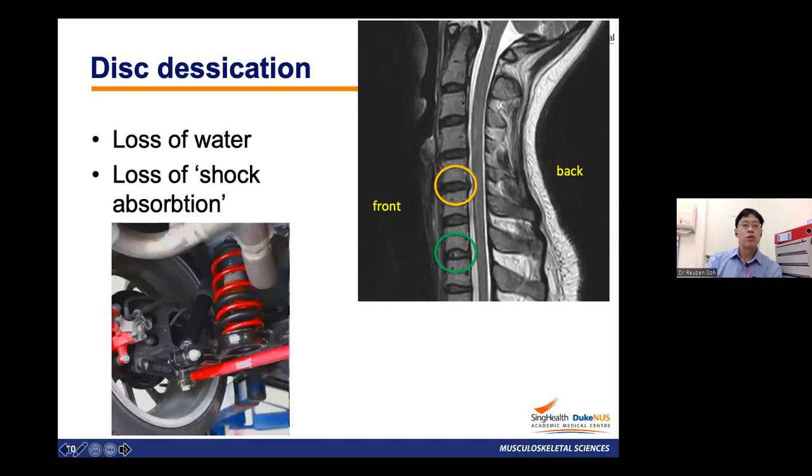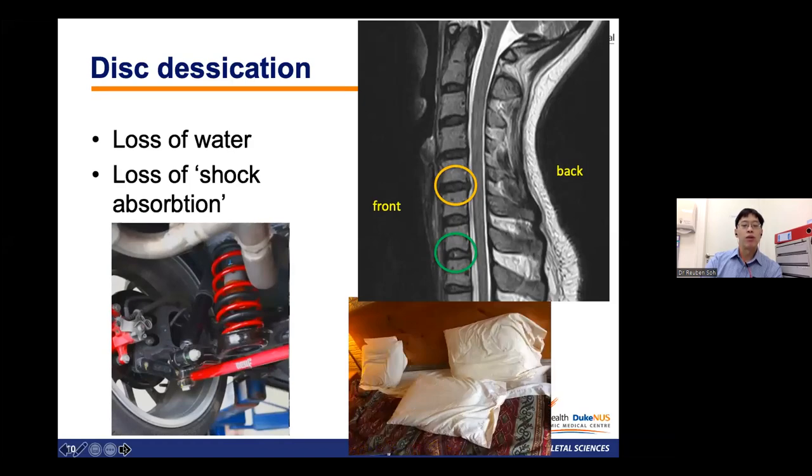And this is akin to a shock absorber in the car or a very worn out pillow in the bedroom. And so when we lose water, we no longer have a shock absorber that is working so well. And as a result of that, there's more loading on the joints, there's increased joint pressure, and that's the source of our neck pain.